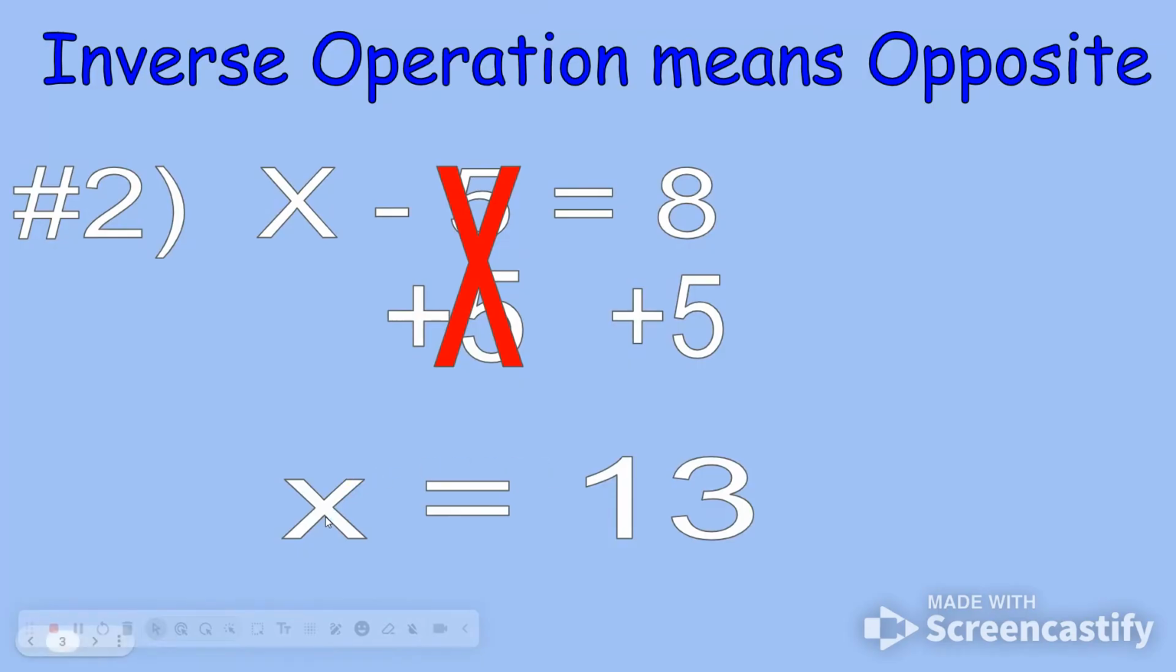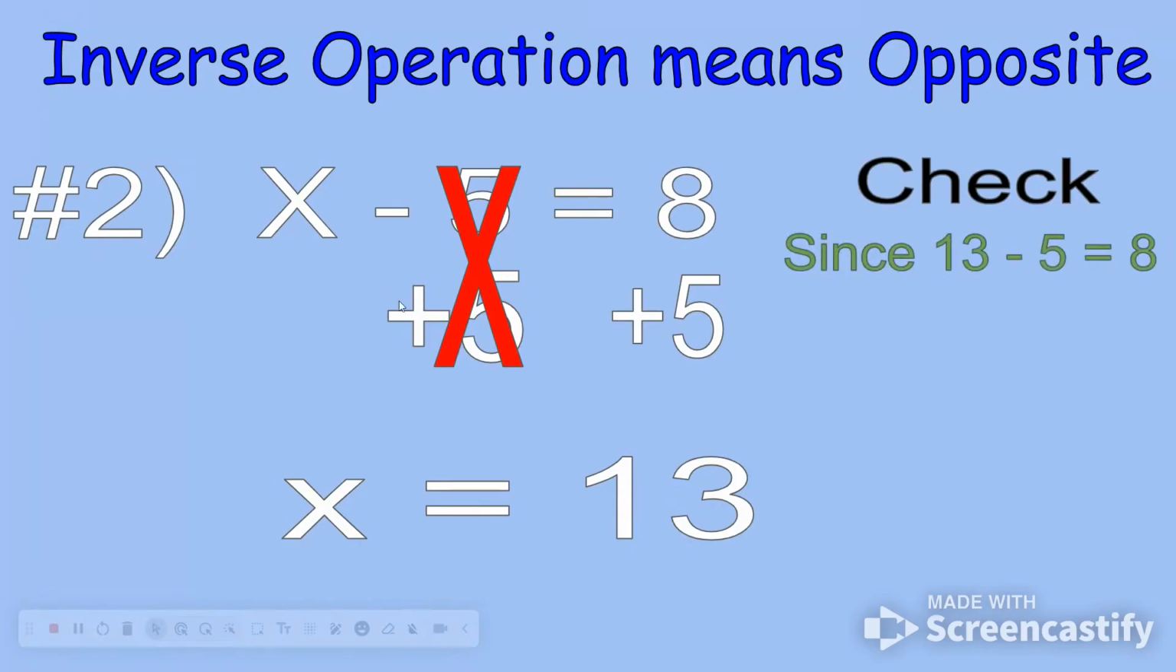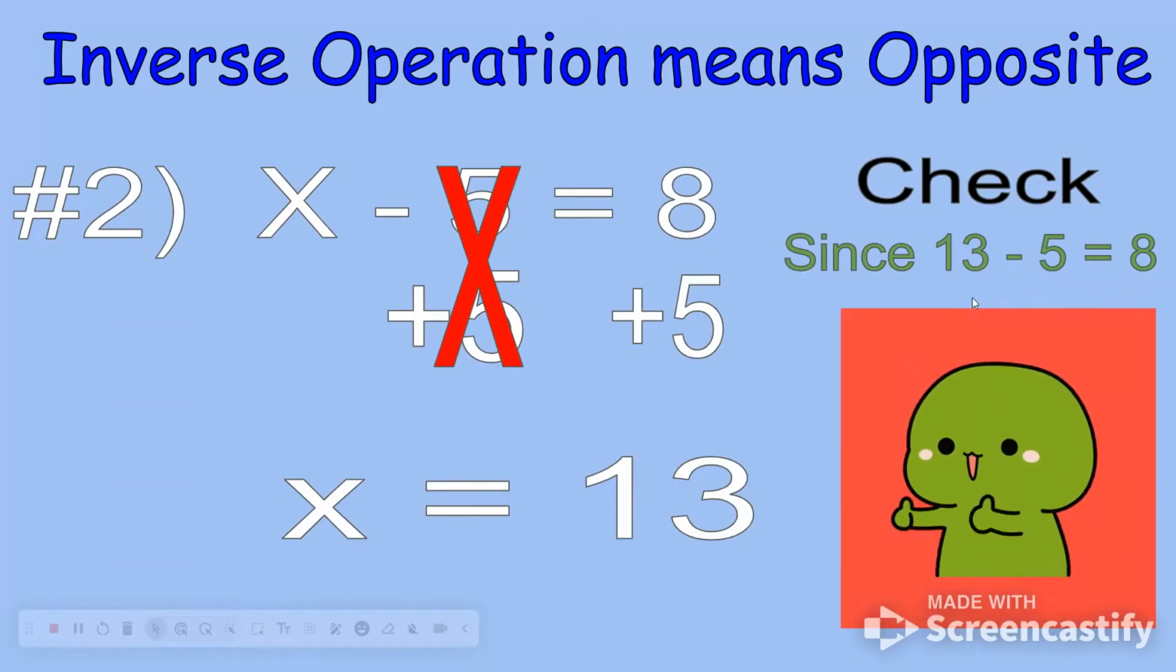That means in this problem, our x would be 13. Okay, and we check it just to make sure it's right. So I plug 13 in for x, and 13 minus 5 is 8, so we're right. Okay, because it works when I plug my answer in. Okay, a couple more examples.